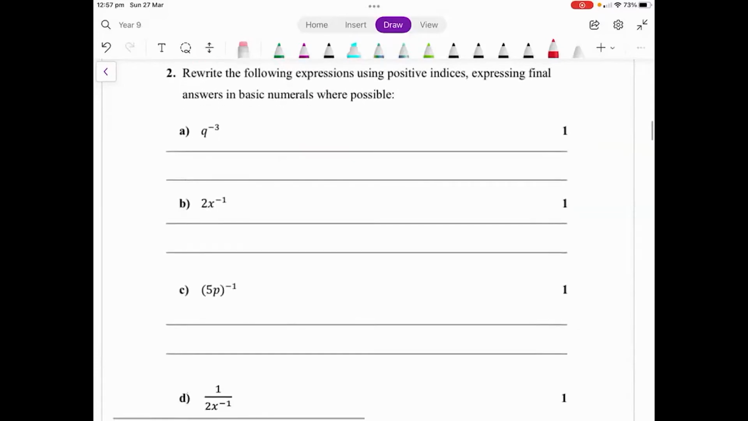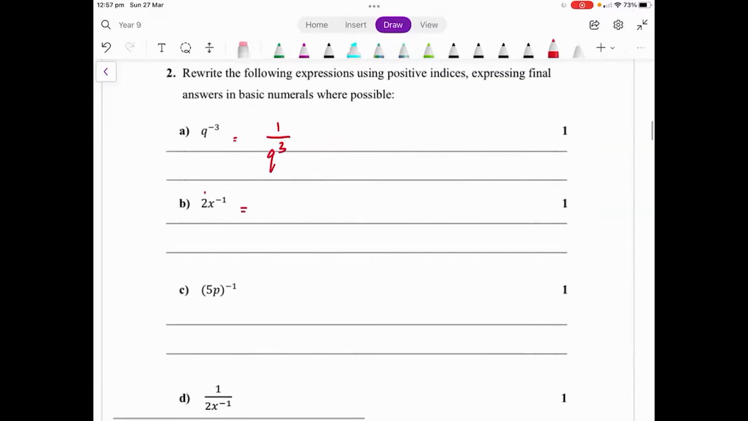Question 2a, we have negative powers. That just means that we move them either from the numerator to the denominator or from the denominator to the numerator to get rid of the negative. For the first question, q to the power of minus 3, that's on the numerator, so we're going to move it to the denominator, so it becomes 1 over q cubed.